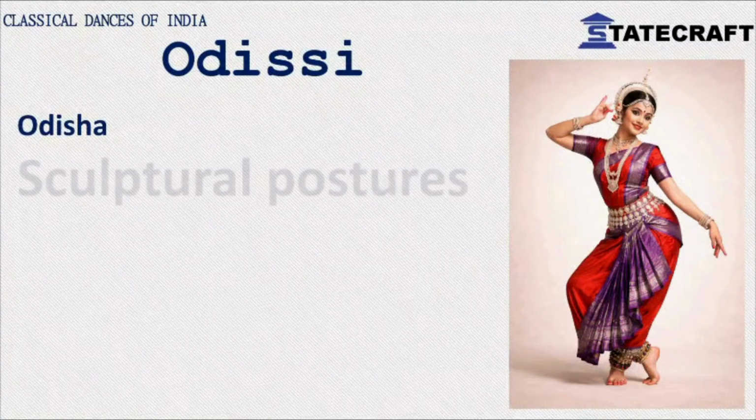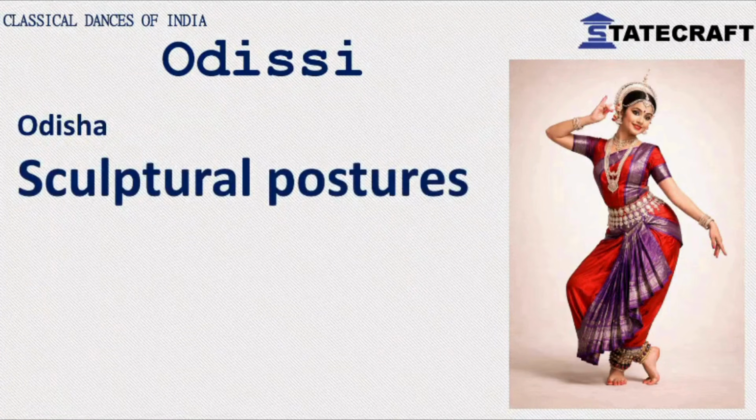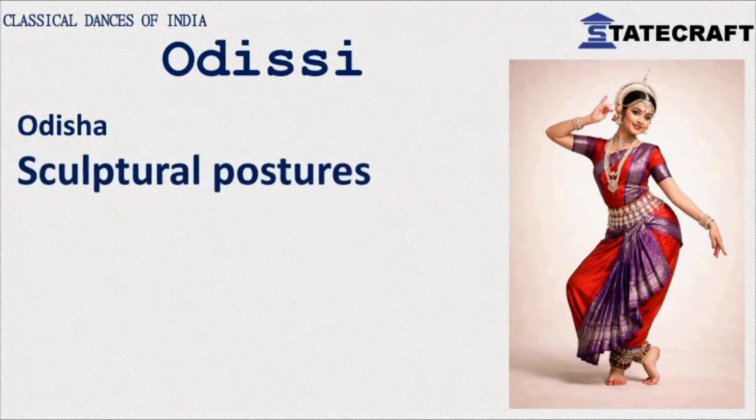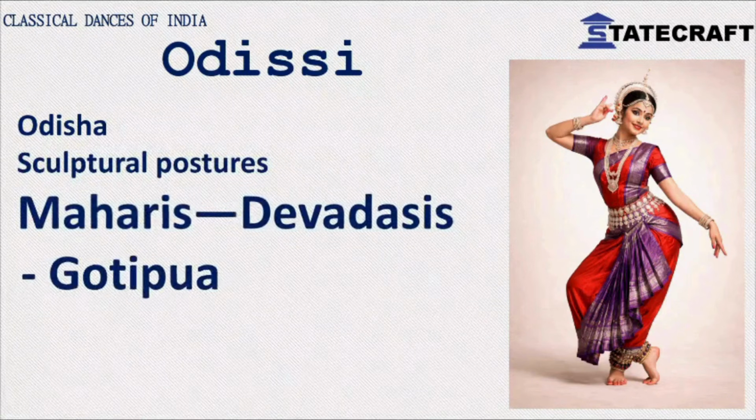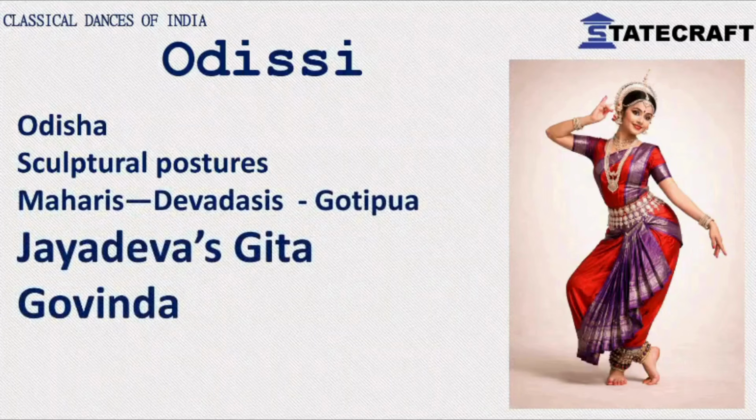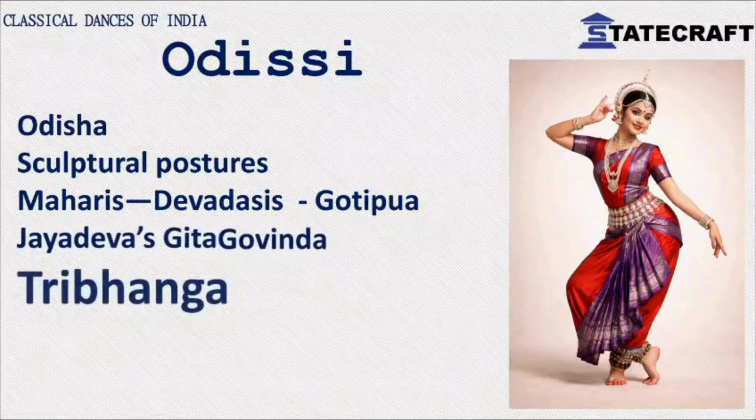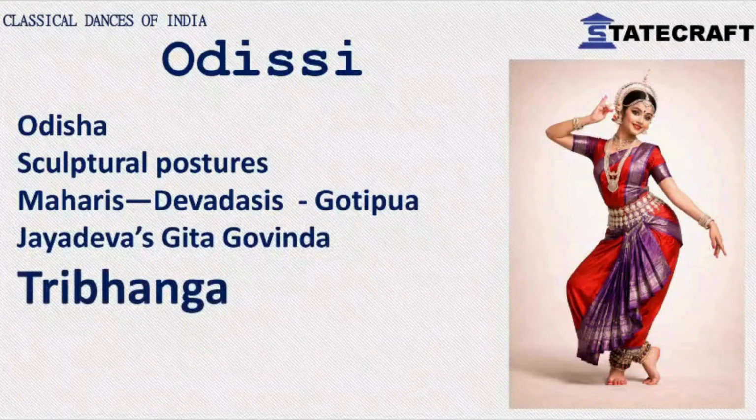It is known for its sculptural postures, which are elaborately designed on the temples of Odisha. Odissi traces its roots to traditions such as Maharis, Devadasis, and Gotipuva dancers who perform for Lord Vishnu. The major themes of Odissi performances include stories of Vishnu's incarnation and verses from Gita Govinda of Jayadeva. Odissi is often described as mobile posture incorporating two fundamental postures.